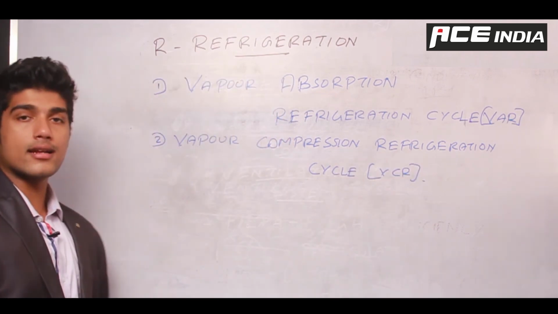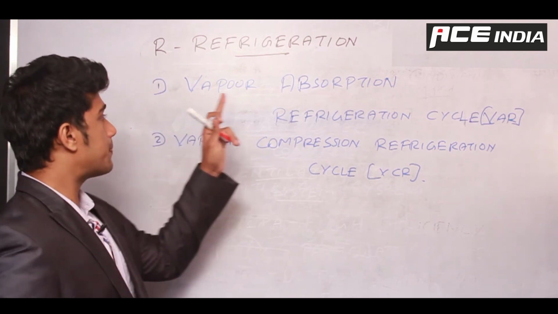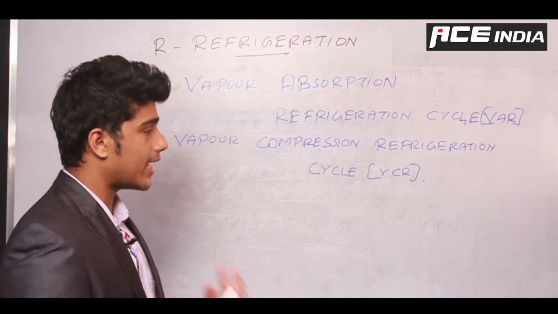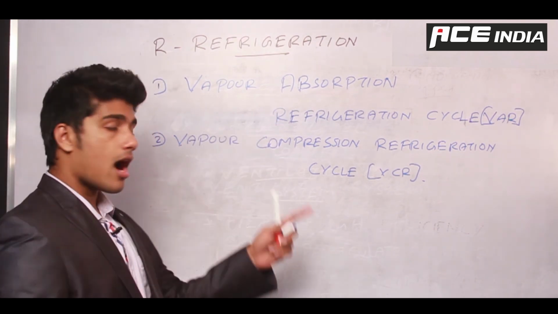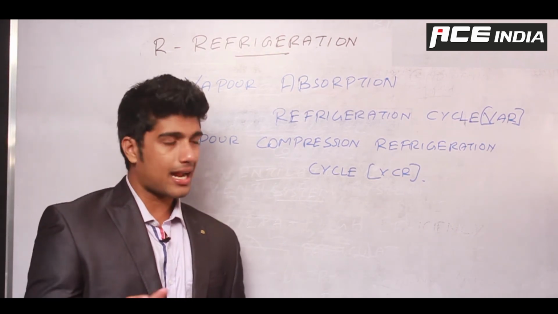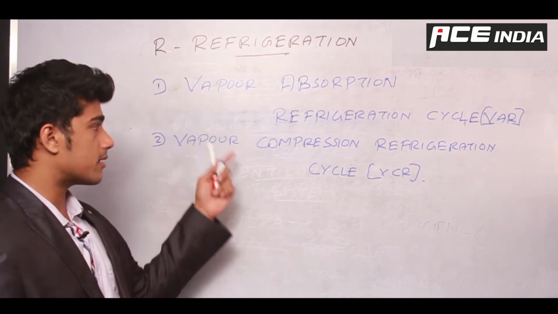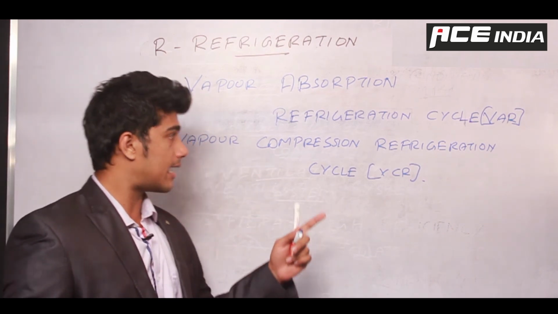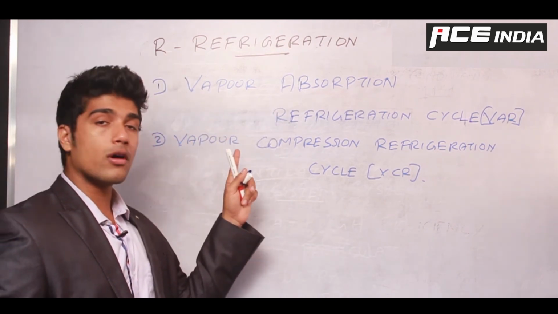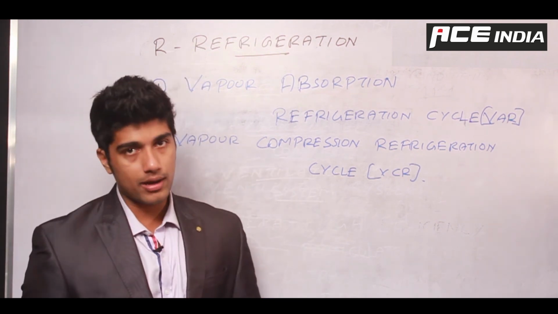You have two cycles to achieve the refrigeration process, which is basically cooling. I have the vapor absorption refrigeration system, or VAR system, or VAR cycle. I have the vapor compression refrigeration cycle, or VCR cycle. You might have learned about both of them, but I'll just briefly explain both of them. And you need to understand, we will not have to learn more about the VAR cycle, because the VAR cycle is not something that is very commonly employed.